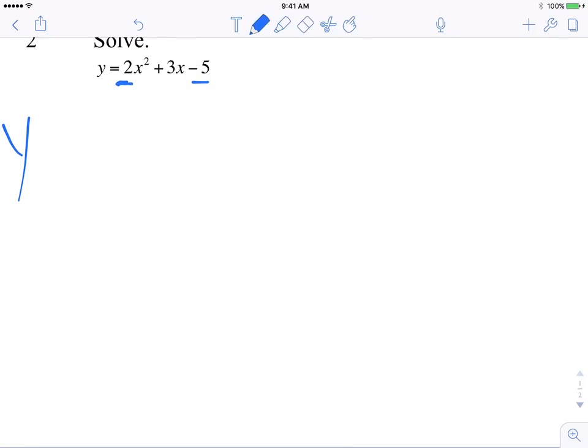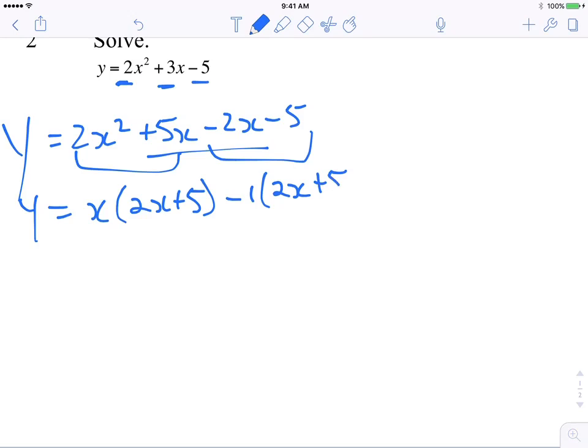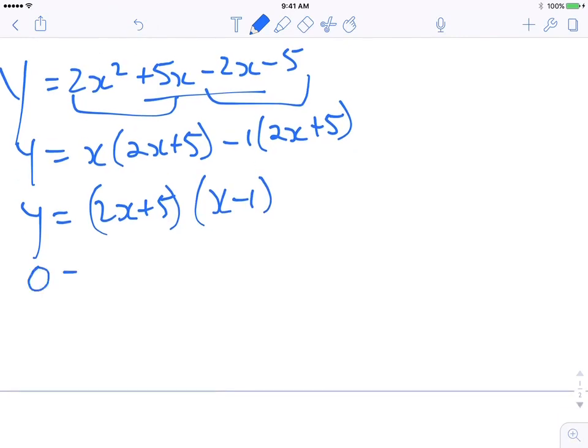So we're going to write y equal 2x squared, and we're decomposing the middle term here. 2x squared plus 5x minus 2x minus 5. We just broke down that middle term. Y equal, and we're going to GCF these two terms and GCF these, and the greatest common factor here is x. So I'm left with 2x plus 5, and then minus 1 times, of course, 2x plus 5. So y equal 2x plus 5 and x minus 1.